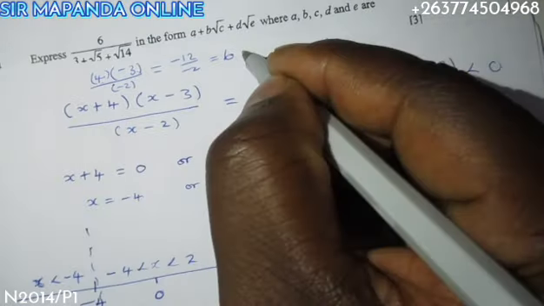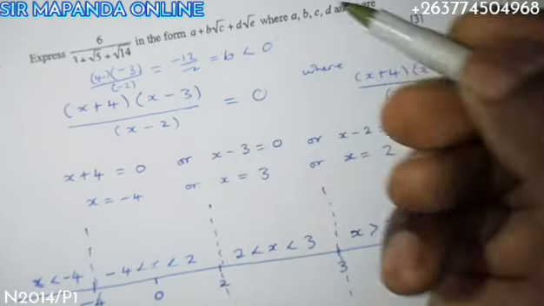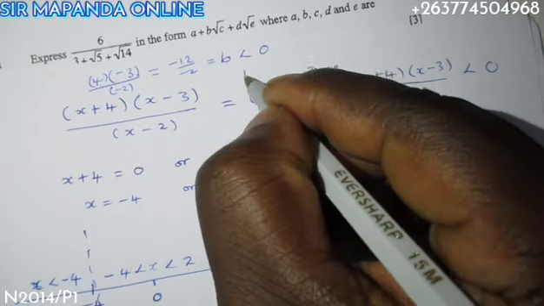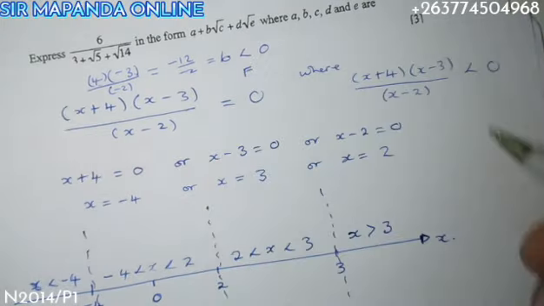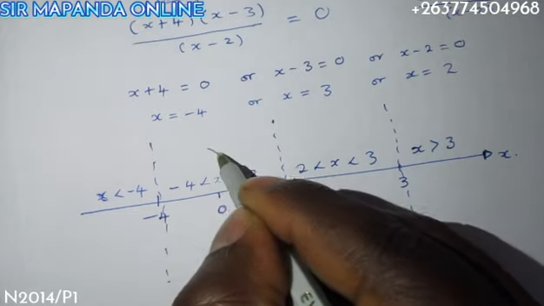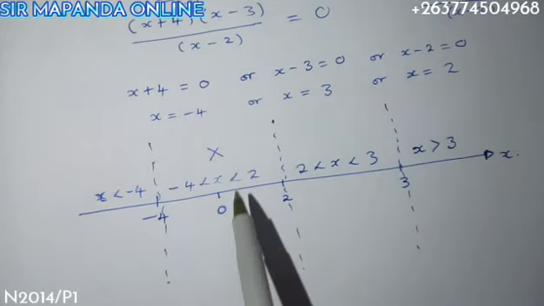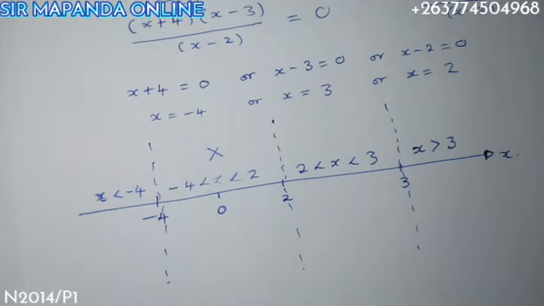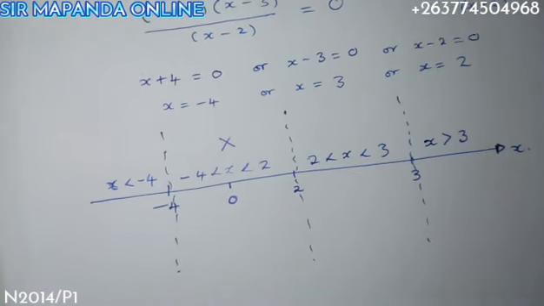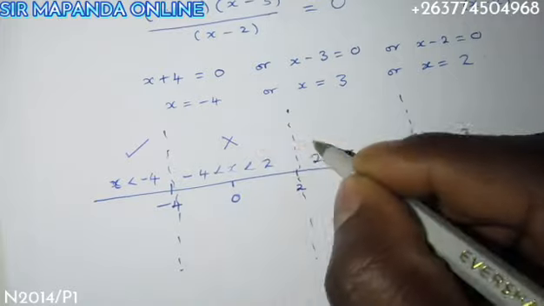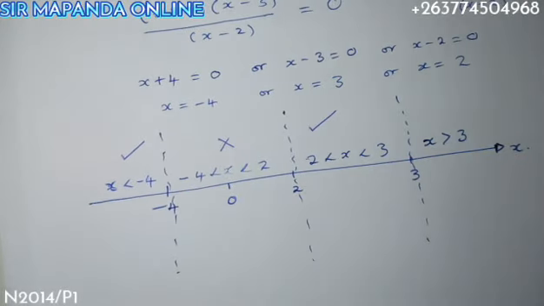Right, so is it true for 6 to be less than 0? No, it is not true, it is false. So this region is going to be rejected. Right, so if you reject this region, the adjacent regions are automatically accepted. So you accept the neighbors, left and right.